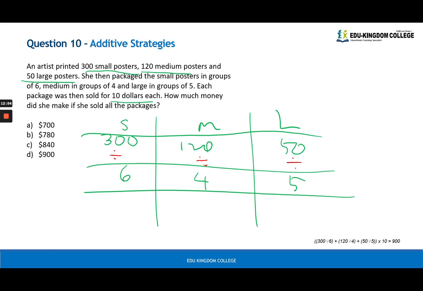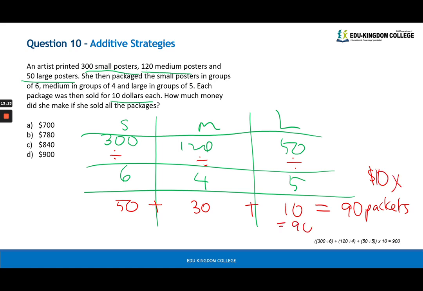300 divided by 6 is 50. We get 30 and we get 10. Okay, so that's sold for $10 each. We can add these up. These are the total number of packets and you get 90 packets. Remember, each one is $10. So you multiply and you get $900 altogether. Or D.